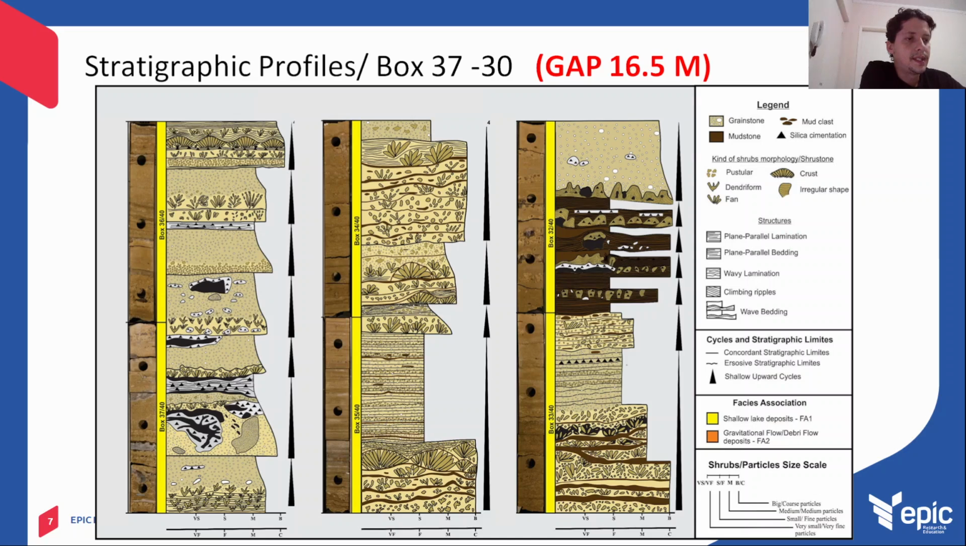Two facies associations have been identified in the base and the top of the sample core. The first one is shallow lake deposit with the depositional facies, and the second is the gravity flows deposit, representing the reworked facies.